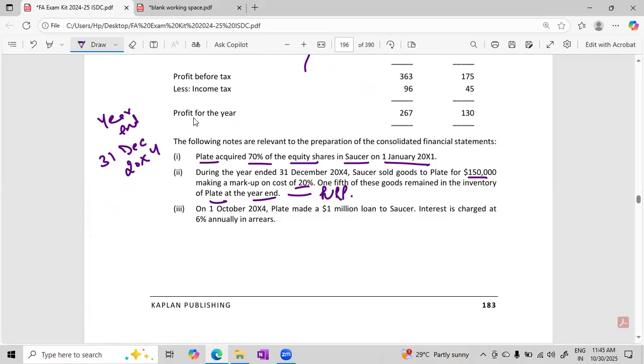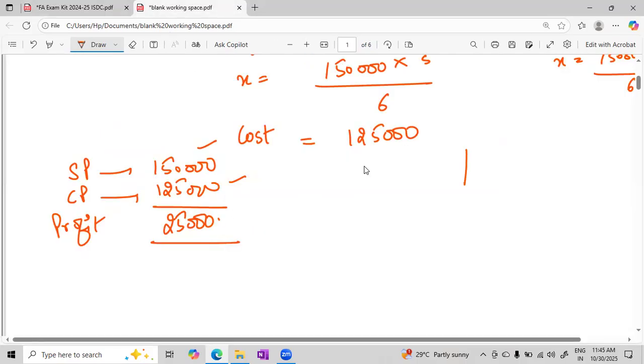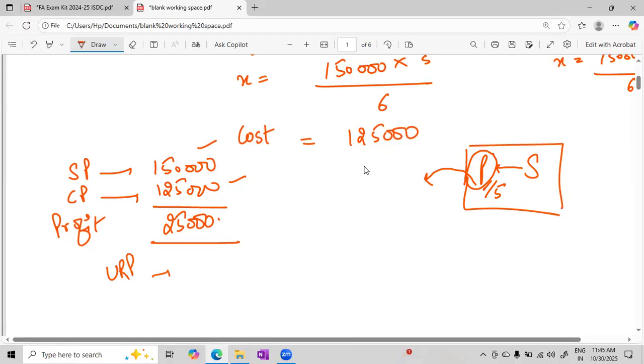So they have told us that 1/5 of these goods remain in inventory of plate company, which means that this is a group in which there is one plate company and next is the saucer company. So saucer has sold goods to P and P is still holding 1/5 of these goods, which means that P has not sold 1/5 of the goods outside the group. Which means that there is an unrealized profit on these 1/5 of goods because these goods have not been sold outside the entity. So my unrealized profit would be 1/5 of 25,000, which is 5,000.